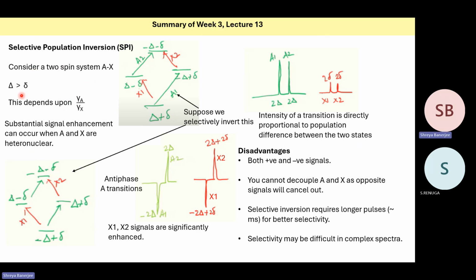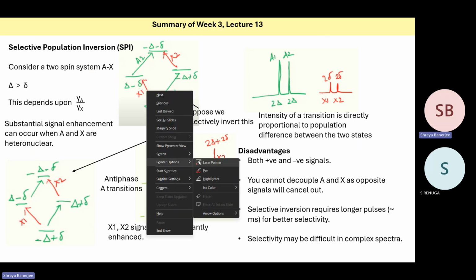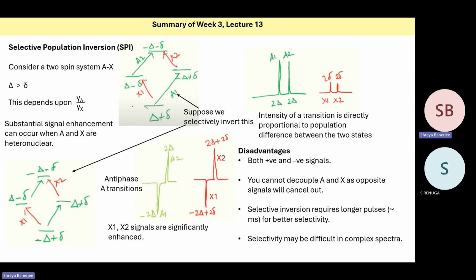Right. So consider a two-spin system, AX. We know that the energy levels of the AX system are basically alpha alpha, alpha beta, beta alpha, and beta beta.